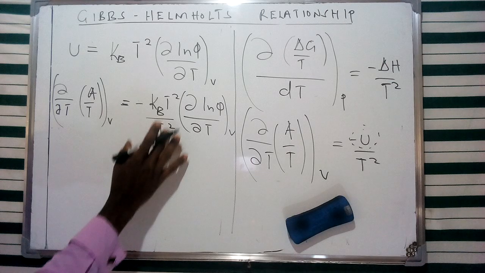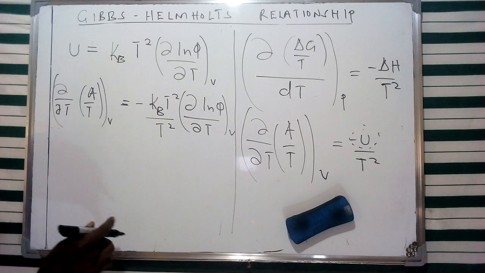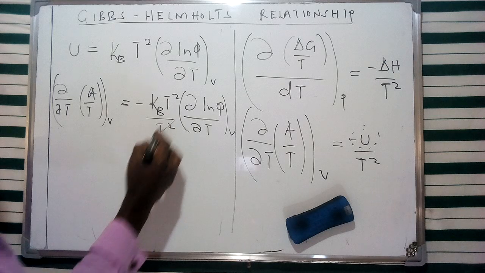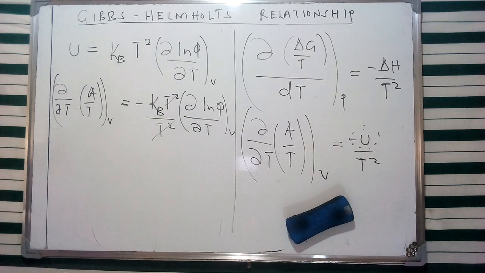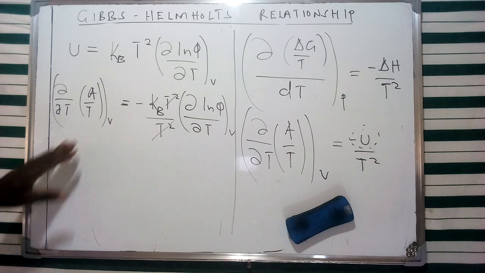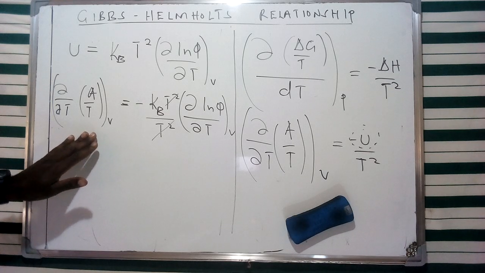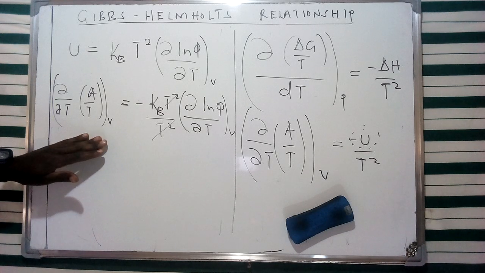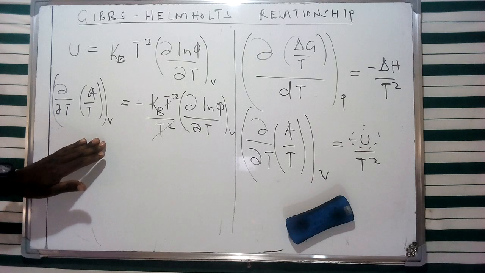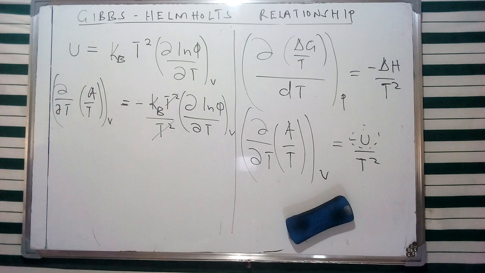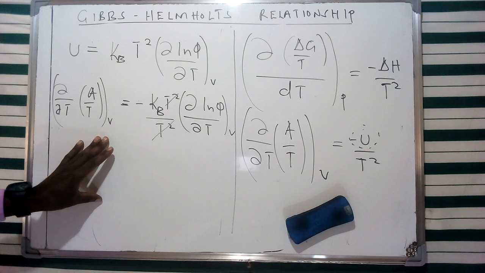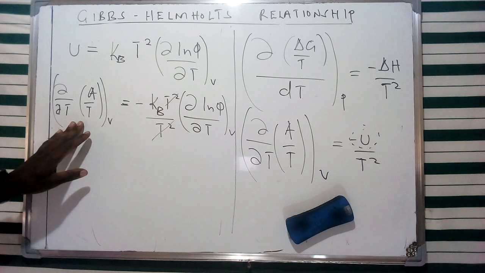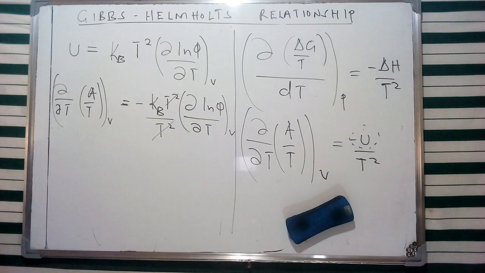So we can simplify this by cancelling out the same factors, whereby the T squared cancels out. And we're going to do a subsequent rearrangement by using integration, integrating both sides of this equation. That is going to help us find a representation of the Helmholtz energy in terms of the partition function.